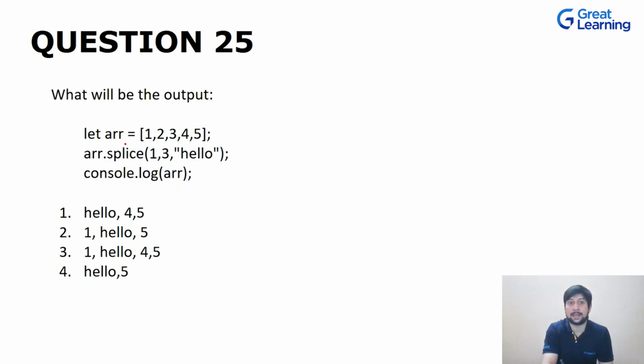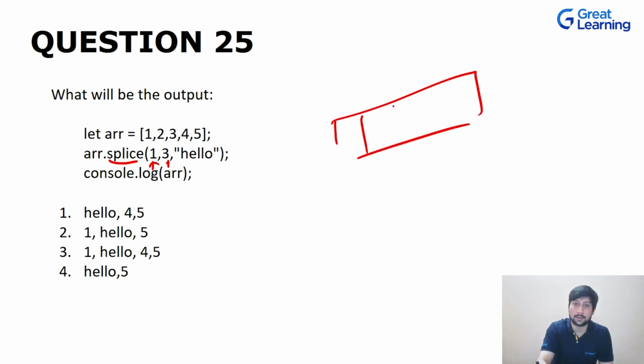We have defined an array in which we have 5 elements, 1, 2, 3, 4, 5. And then we are using another method, which is splice, and we are passing in the arguments. That means 1 and 3 are the arguments. So basically what happens over here, we have these elements in the array, and this is the indexing, right?